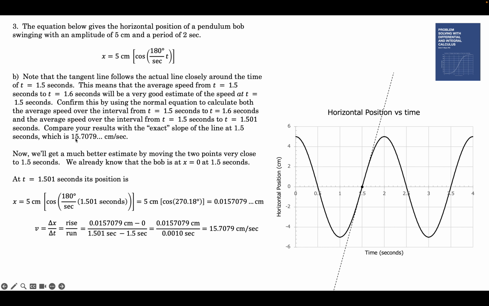So that's 15.7079, which is to 6 significant digits, the slope at 1.5 seconds. So the slope at 1.5 seconds and the slope between the 2 points, 1.5 and 1.501 seconds, is the same within 6 significant digits. And of course, we're not surprised. That's problem 3.